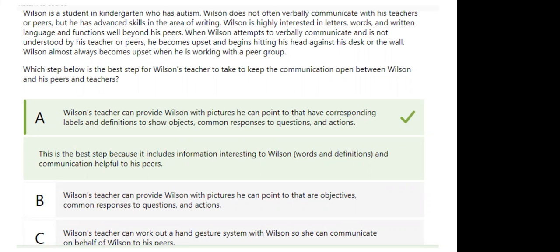So we want to make sure that when we have a student such as Wilson, a student that has been identified with autism, that we gain as much information as we can from the parents or from other teachers as well, so that we can use that information to help us in our instruction with a student like Wilson. So Wilson can be successful in the classroom.